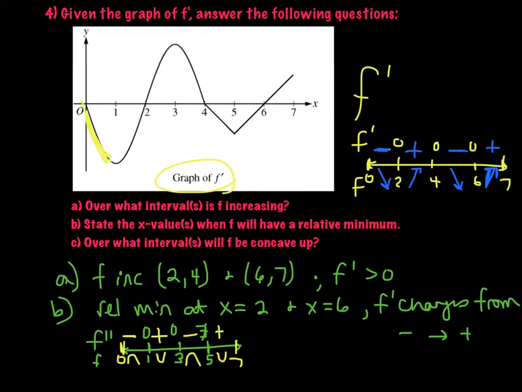And so letter C just asks, over what interval will it be concave up? So if I squeeze the answer in here, I would say that it's concave up between 1 and 3 and from 5 to 7 because the second derivative is greater than 0.